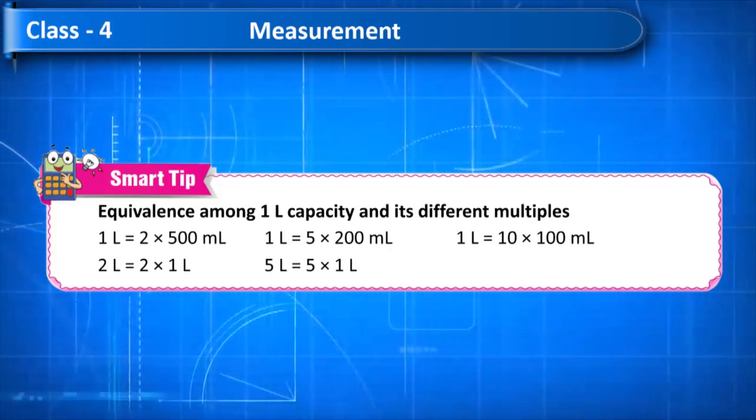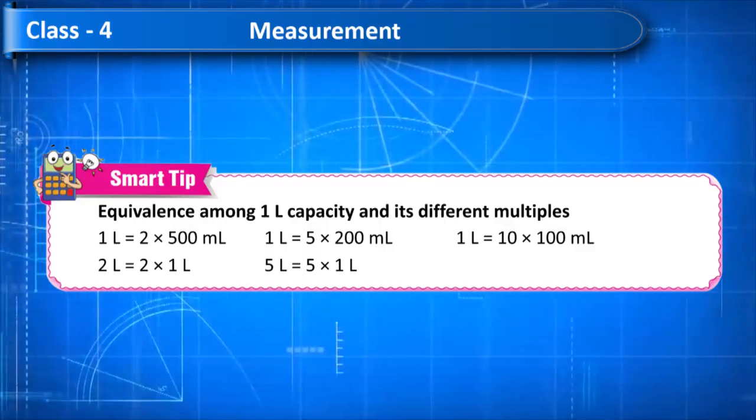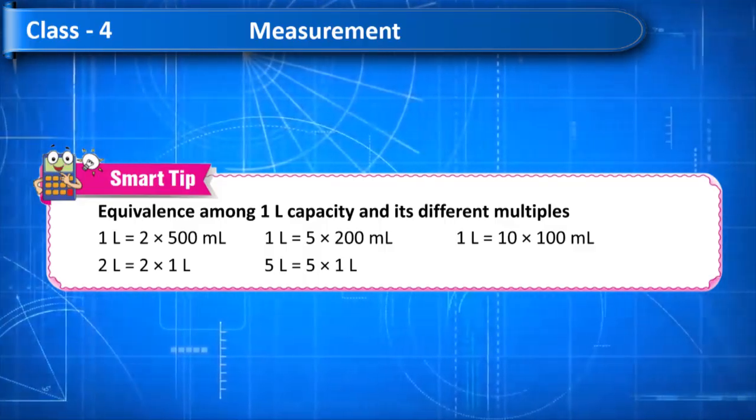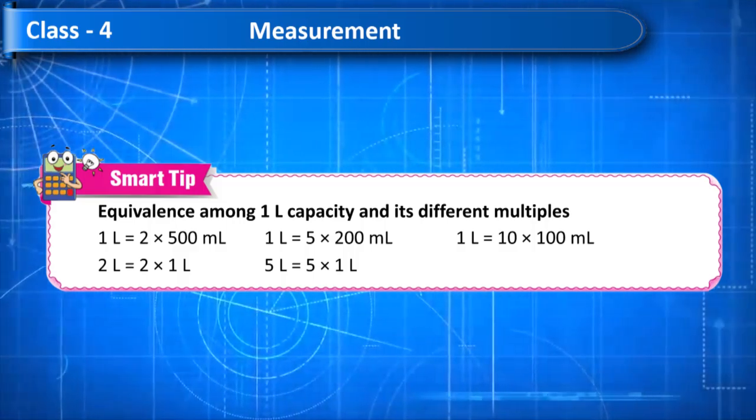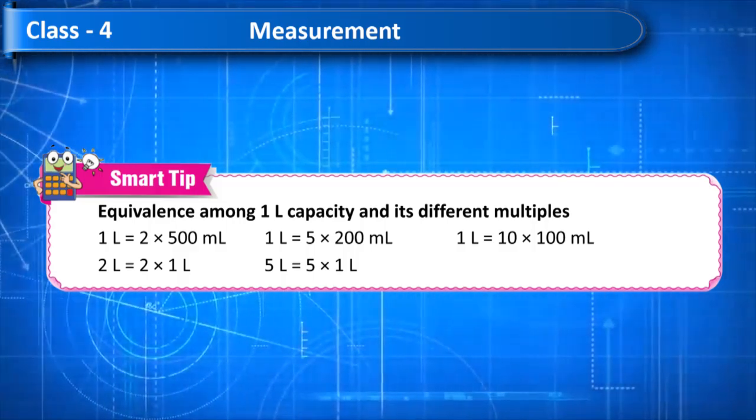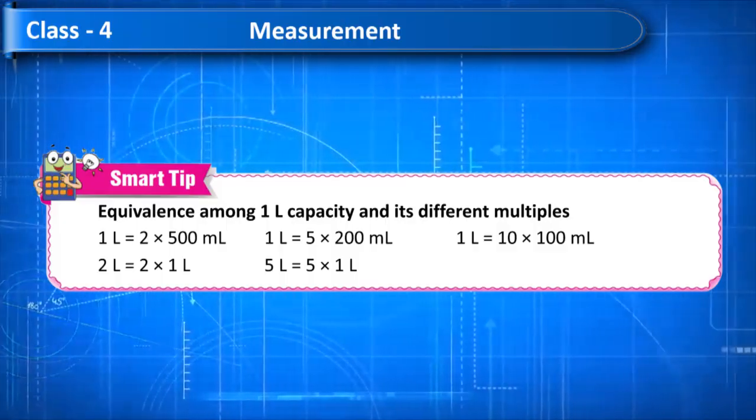1 liter is equal to 2 into 500 ml. 2 liter is equal to 2 into 1 liter. 1 liter is equal to 5 into 200 ml. 1 liter is equal to 10 into 100 ml. 5 liter is equal to 5 into 1 liter.